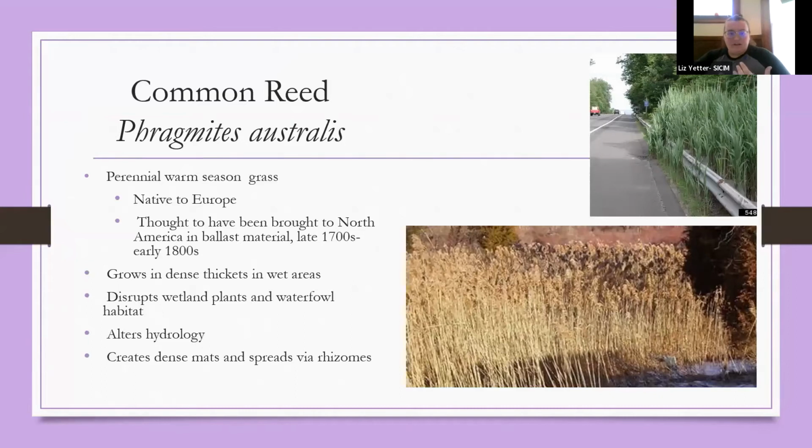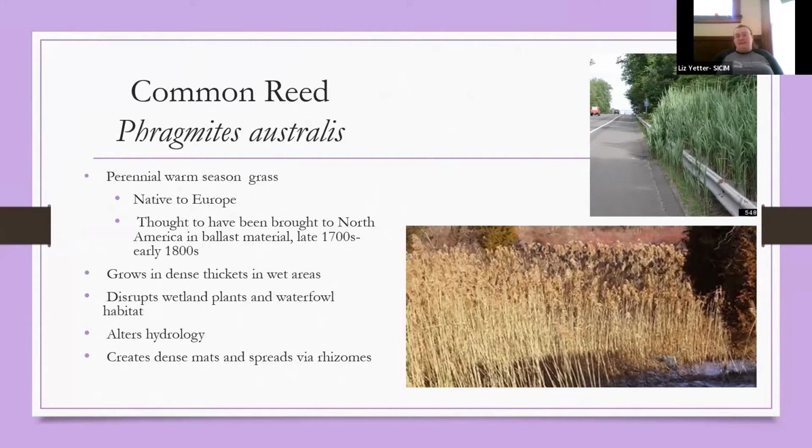This next one, common reed, or often just referred to as Phragmites, is a warm season grass. It's native to Europe, and it's thought that it got here in some ballast material in the 1700s or 1800s, whereas a lot of our stuff does get brought in by the nursery trade. Occasionally they get brought in accidentally. This one is detrimental, especially to our wet areas and our wetland areas.